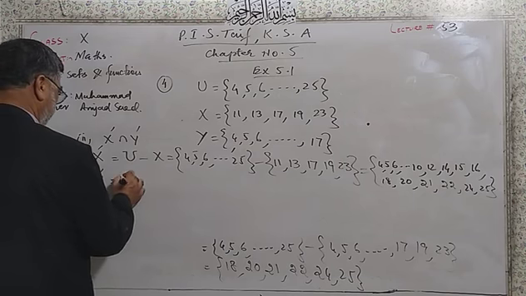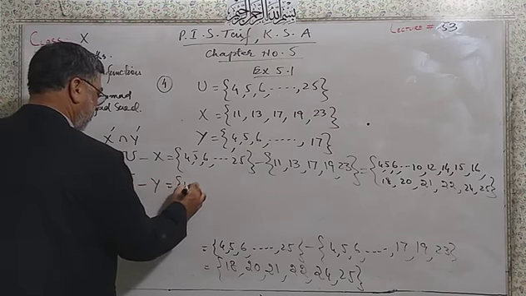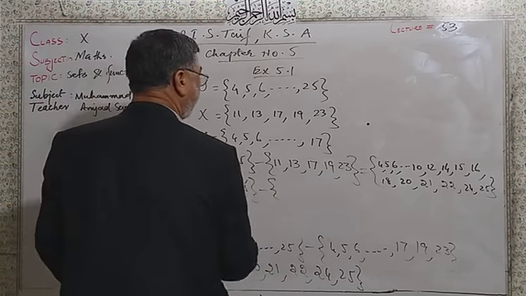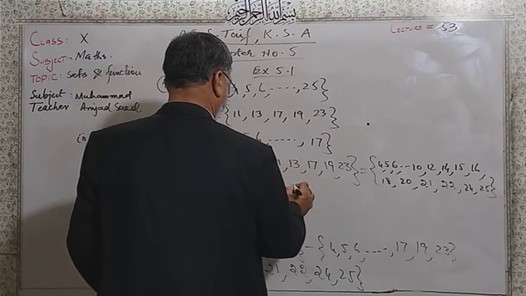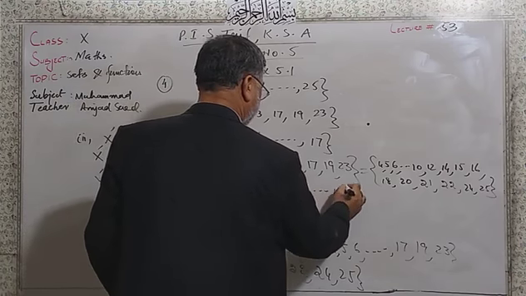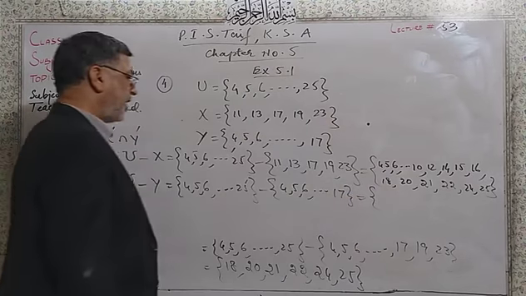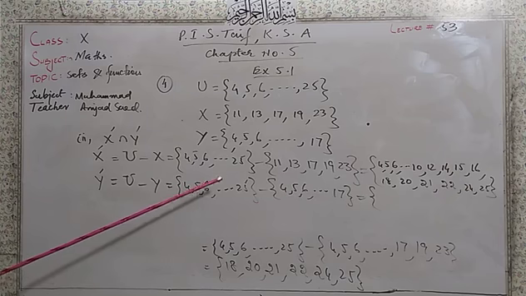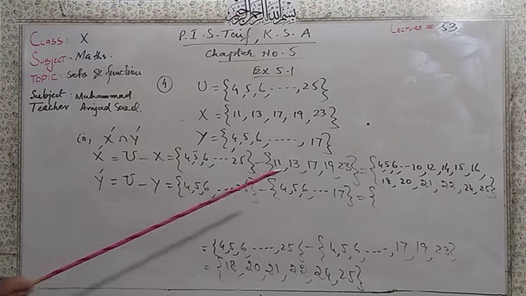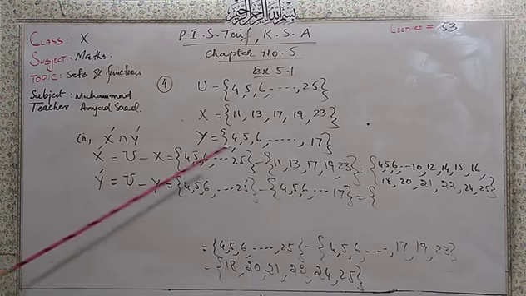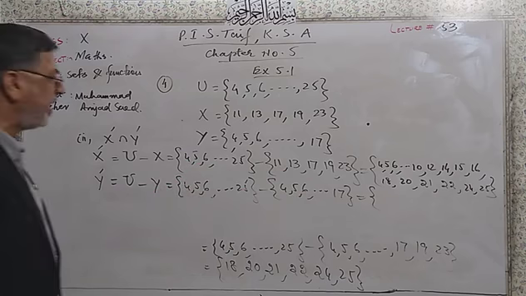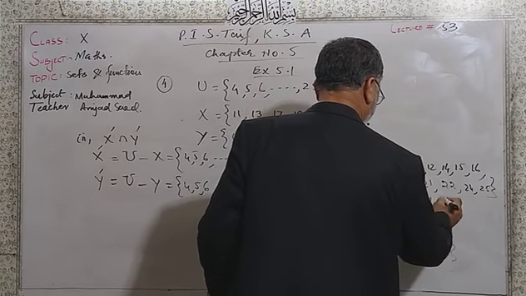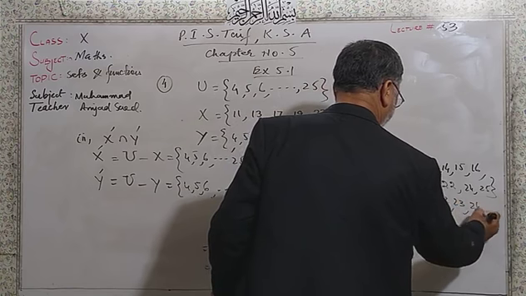Similarly, Y complement is universal minus Y. 4, 5, 6 up to so on 25 minus Y, which is 4, 5, 6 up to so on 17. From universal set, we will subtract these members and remaining we will write down. 4 to 17, they are all cancelled out. What is left here? 18, 19, 20, 21, 22, 23, 24 and 25.